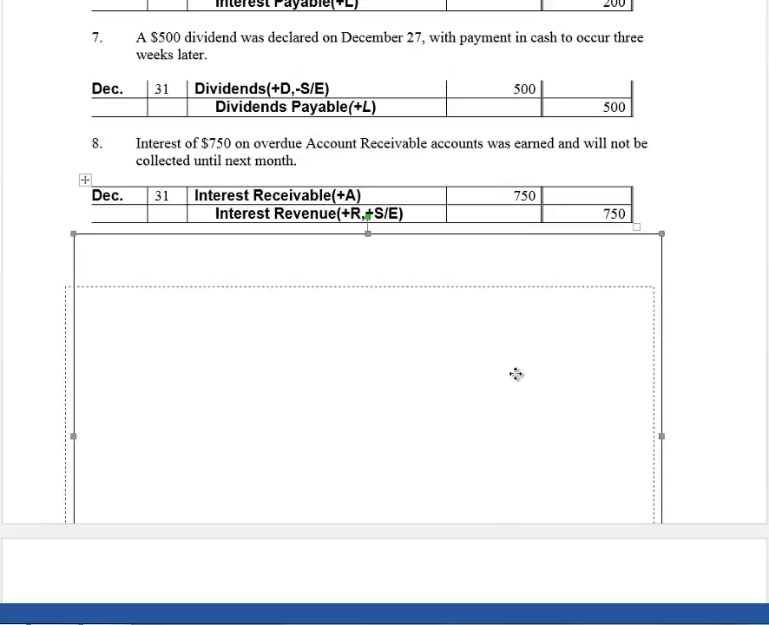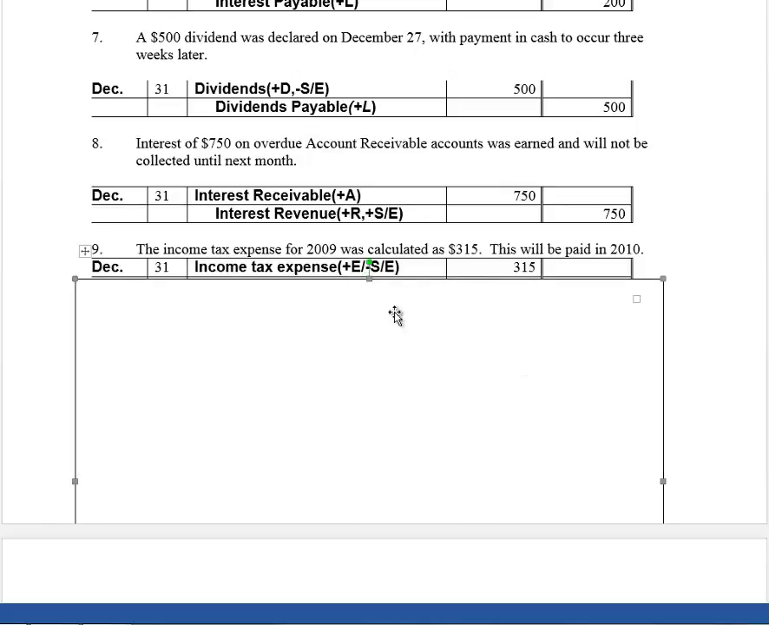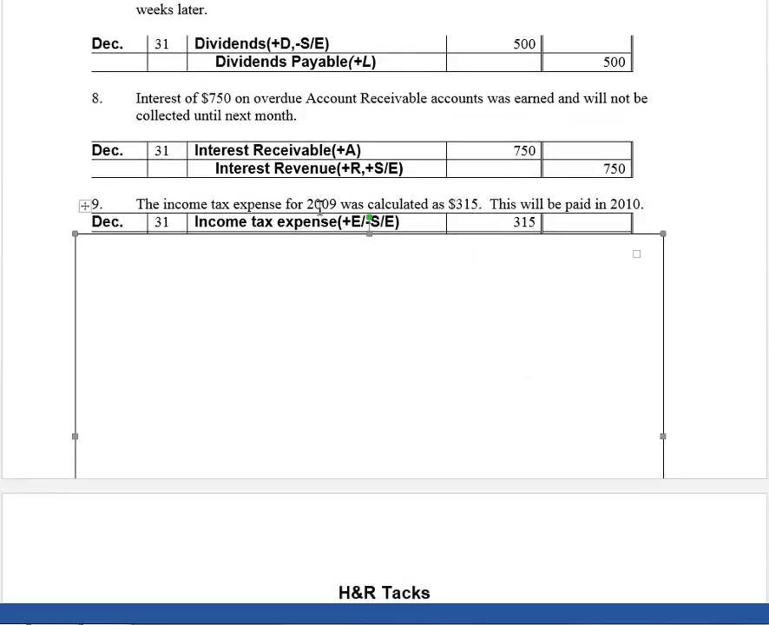Now, let's see if we've got any more. And lo and behold, we have one more. It says here, income tax expense for 2009 was $315. They're not going to pay it until 2010.